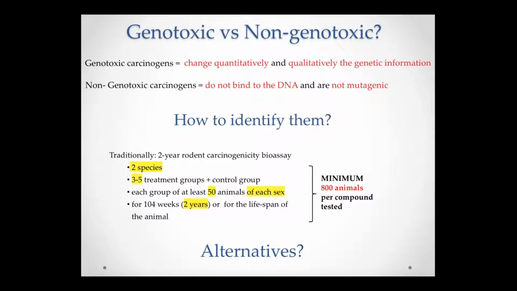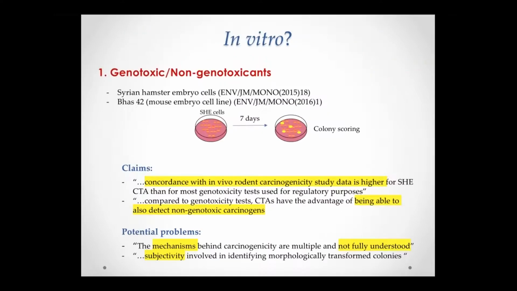Nowadays, to identify carcinogens for regulatory purposes, we need to carry out the traditional 2-year rodent carcinogenicity bioassay, which unfortunately costs quite a lot of animals, around 800 animals per compound tested, so alternatives are sought.